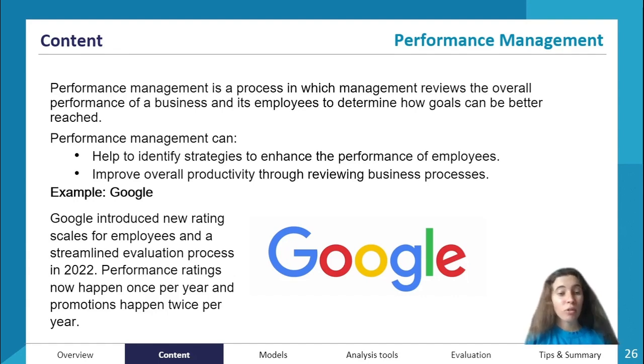So an example is Google. Google introduced a new rating system for employees in 2022 and streamlined its evaluation process as well. Like most businesses, you're going to have some kind of process where your business is going to look at the way that employees are performing to make sure that they're delivering the best services or creating the best products. And Google was changing its rating system and its evaluation system. So performance ratings were going to then happen once per year, and promotions would happen twice per year according to that change.